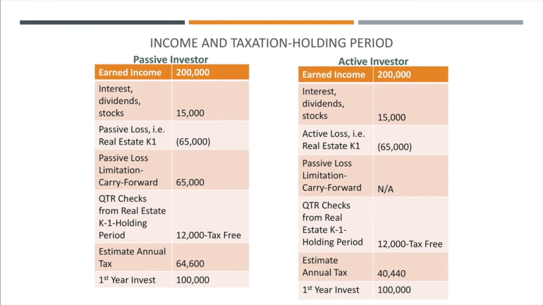On the active investor, like we said, we're offsetting that against our earned income, against our interest income. So now we're going to pay only $40,000. So I'm doing this example in order to compare that you would save around $24,000 in an active role, right? So there is a significant savings that can come about.